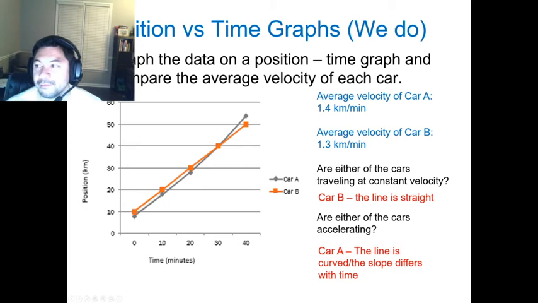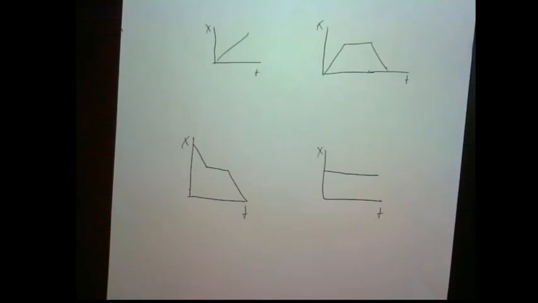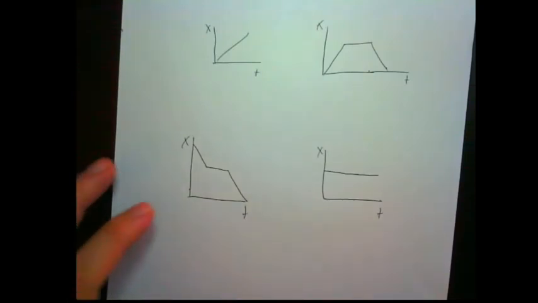And that is it for the PowerPoint. We're going to jump now to looking at some written examples.